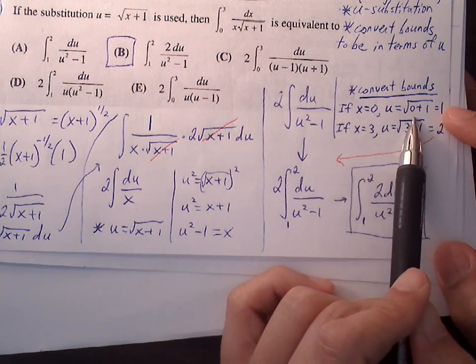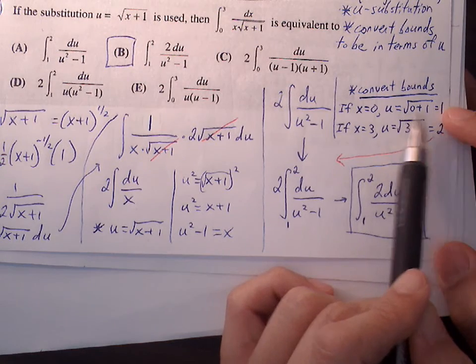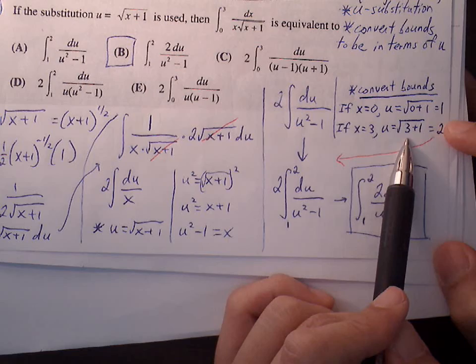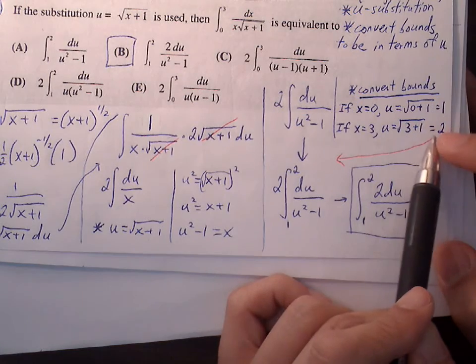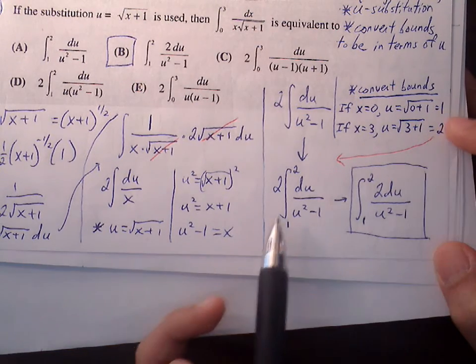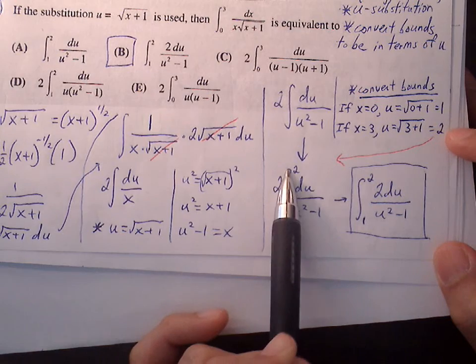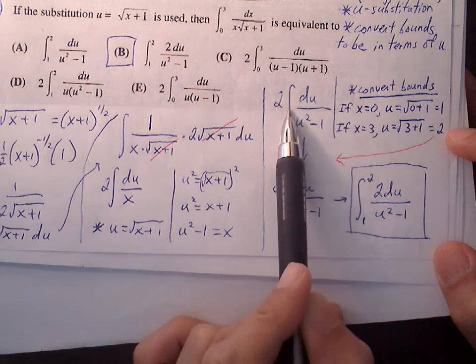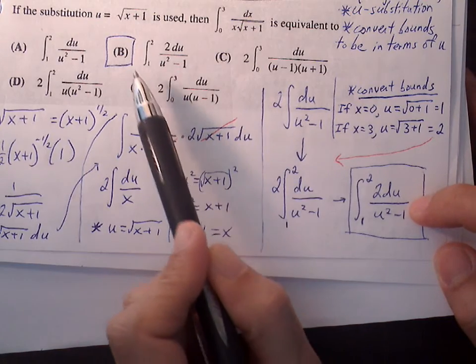Plug 0 in for x, we get square root of 0 plus 1, which is square root of 1, which is 1. Plug 3 in for x, we get square root of 3 plus 1, which is square root of 4, which is 2. So our new lower bound is 1, our new upper bound is 2. We have a 2 out in front as well, and that matches our answer choice B.